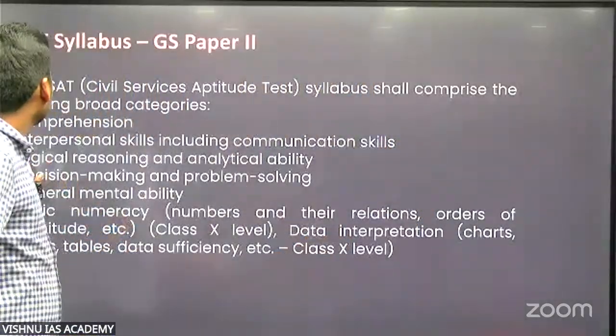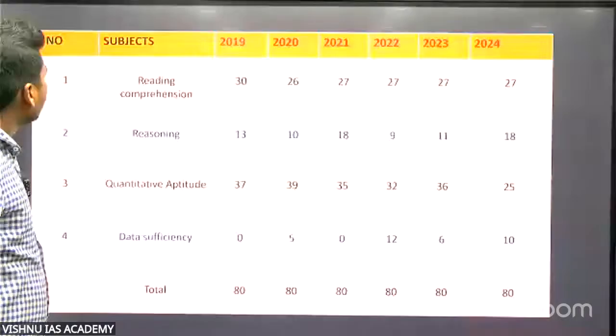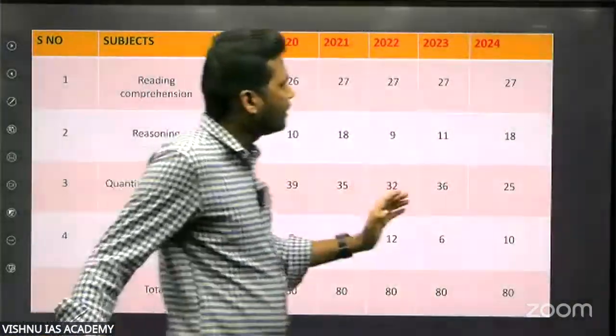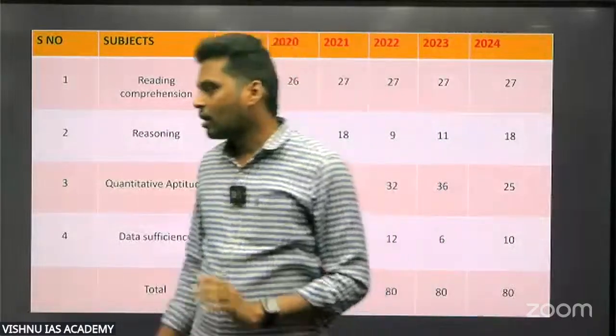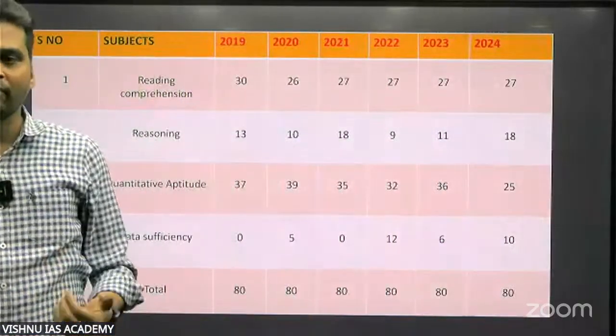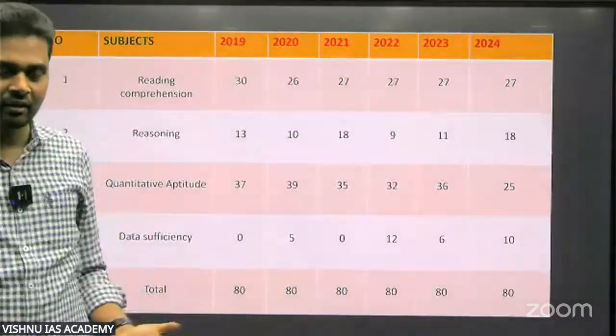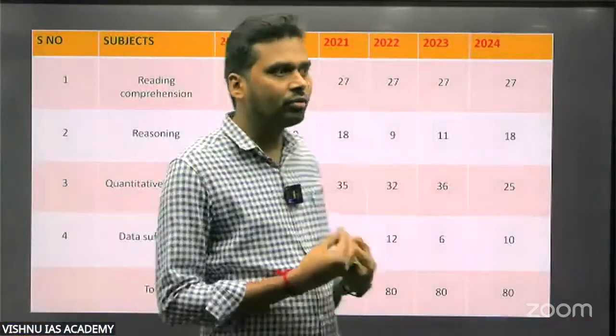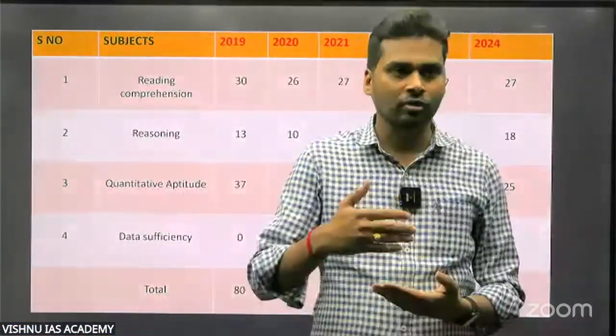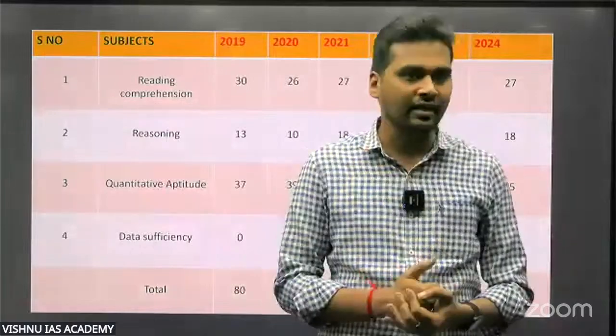And the next point is, now just look at that. From 2019 to 2024, how the questions are given, how many questions are given from each section. If you get this idea, then we can understand the approach to the CSAT, right?